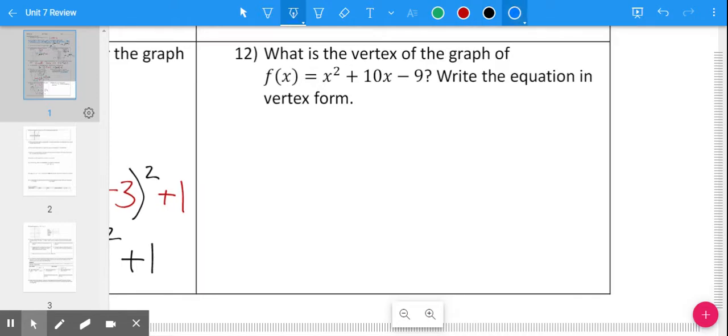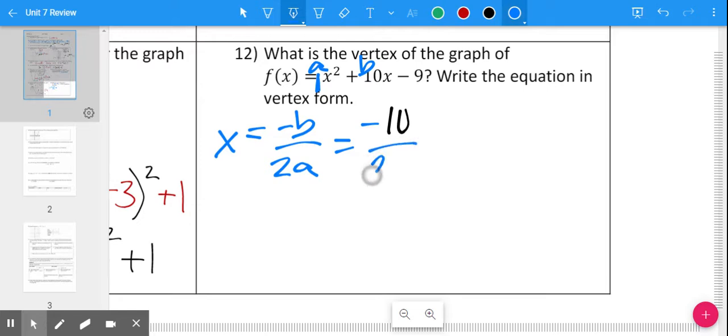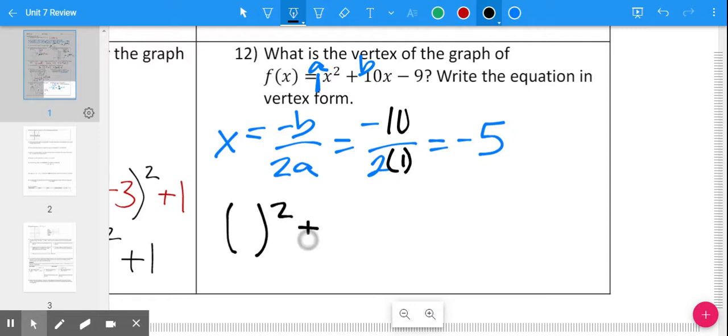The next one's asking for the vertex. So to find the vertex, your H value, your X value are the same. So we have X equals -b over 2a. So your A value is 1, the implied one in front. The B value is the 10. So we do negative B, which is 10, over 2 times A, the implied one, which means the X value is -10 divided by 2, -5. So now we take that and we plug it back into the original equation in order to find the Y value.